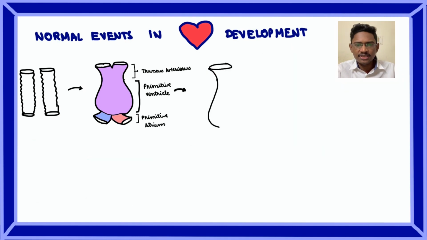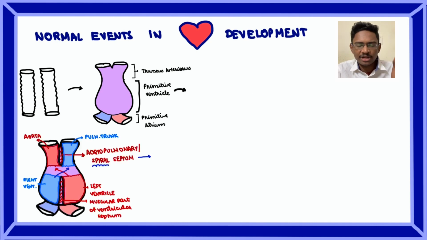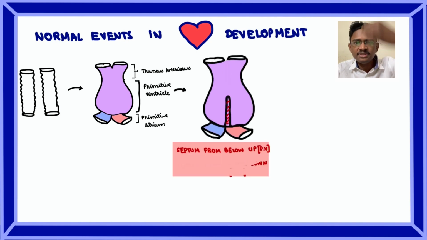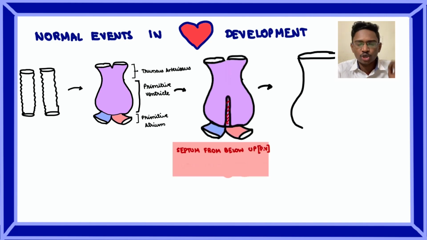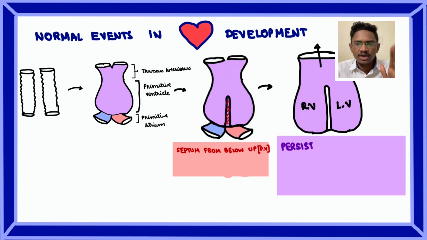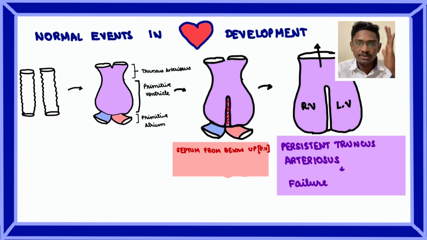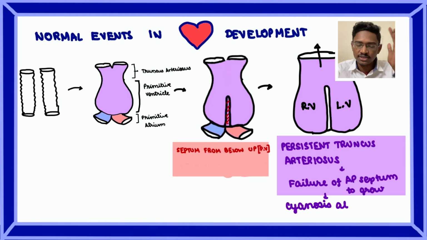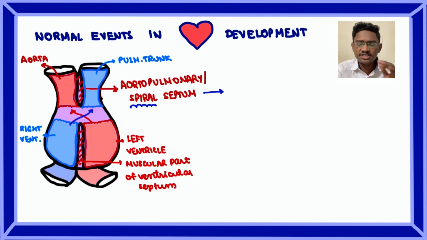Now let's see the abnormalities which will happen if this process of development does not happen properly. First is the aortopulmonary septum which doesn't develop at all. There will be no segregation of the pulmonary trunk from the aorta, so there will be a common outflow tract for both the right ventricle and left ventricle, manifesting as cyanosis at birth. It's not possible for the baby to survive for long if not corrected urgently. This is persistent truncus arteriosus.